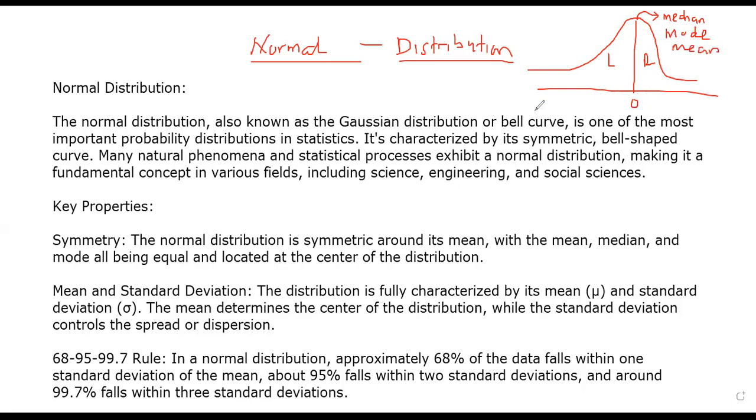The second property is that it is bell-shaped. Like I said, it looks like this, like a bell. Then also, you must understand that the area under this graph is equal to 1. So each side here has 50%. We're 50% on the left side and 50% on the right side.